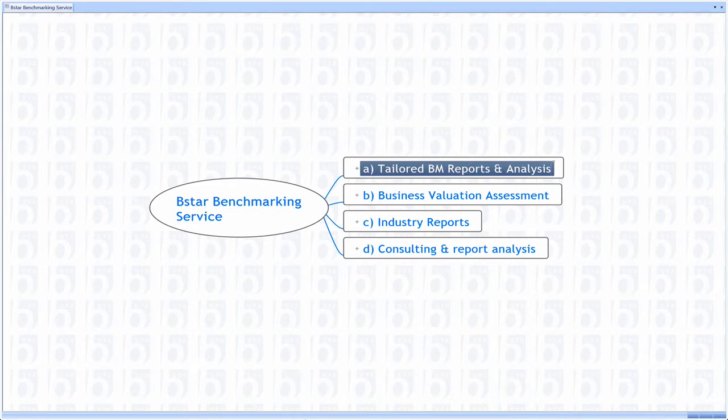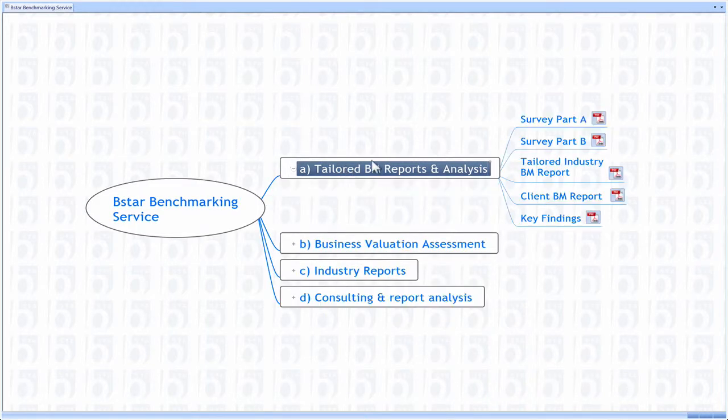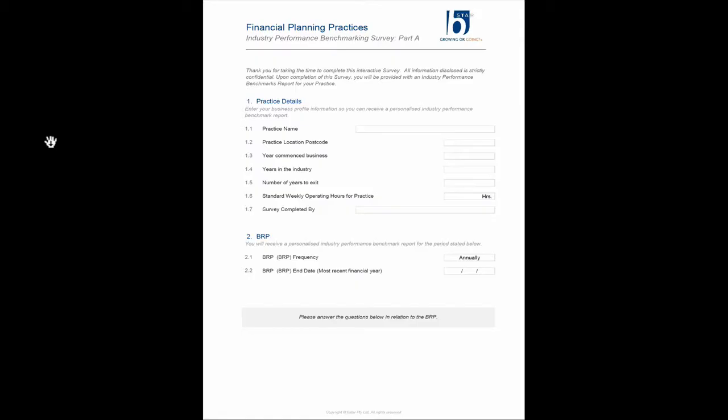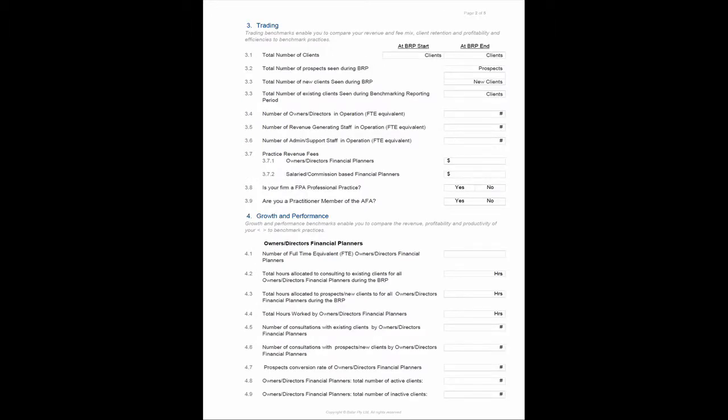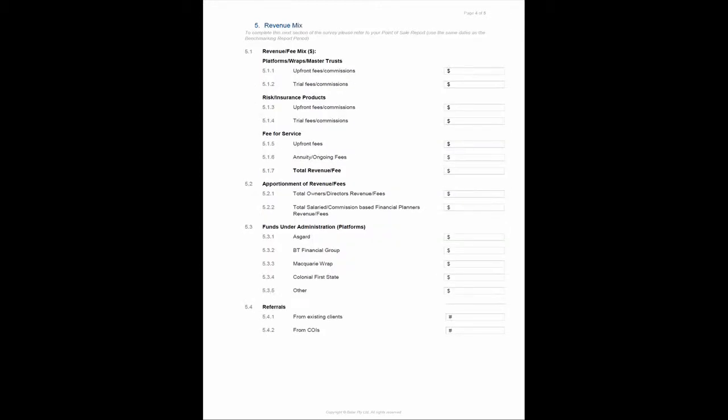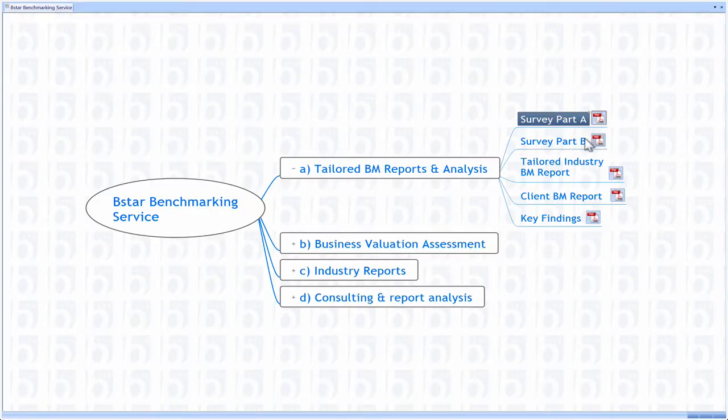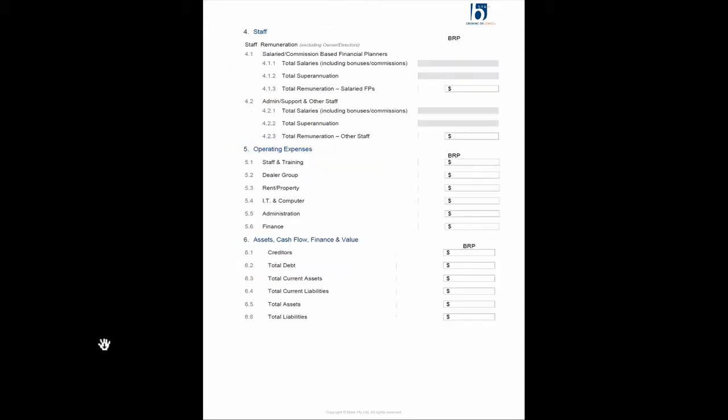There are 4 components to the benchmarking service and I'll briefly touch on each of those now. The first one's a group of tailored benchmark reports. To collate this data, we have 2 surveys that we require financial planners to complete. Survey Part A, which covers off a range of qualitative measures, and Part B, which looks at the financial performance of a practice.